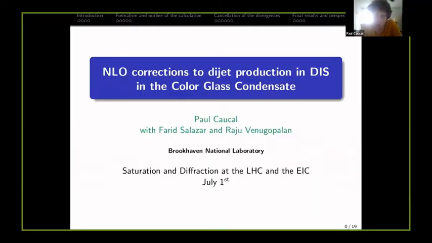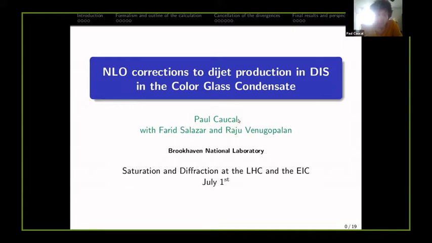On my side, I'm going to discuss some recent progress on the computation of next-to-leading order corrections to dijet production in deep inelastic scattering within the Color Glass Condensate effective field theory. This work is in collaboration with Farid Salazar and Ajit Venugopalan.